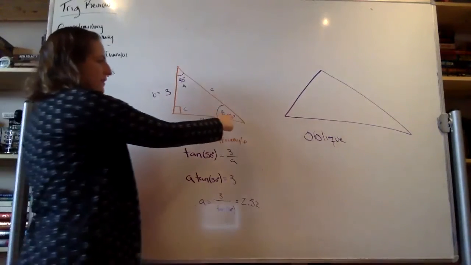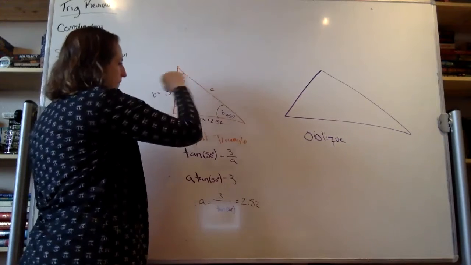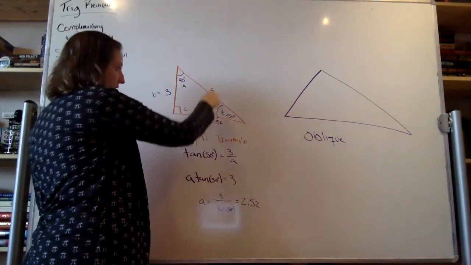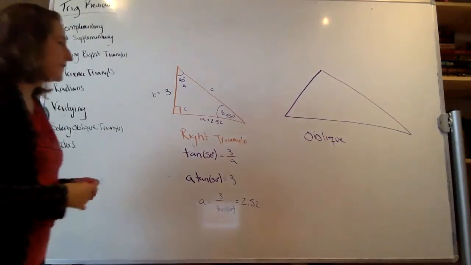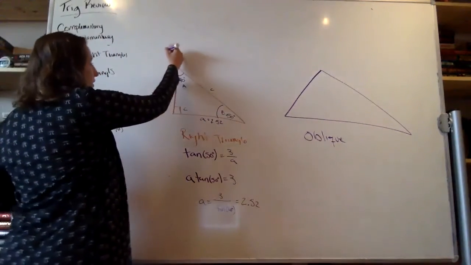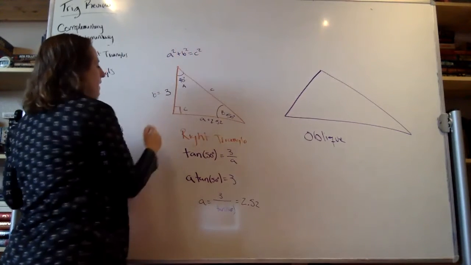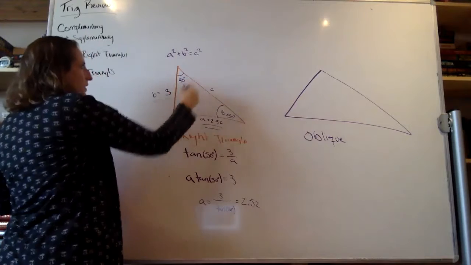I could say, for example, that sine of 50 is equal to 3 over C. Or I could say that cosine of 50 is equal to A over C. I also, at this point, can use the Pythagorean theorem. Pythagorean theorem applies to right triangles, and it says that A squared plus B squared equals C squared. I know A, I know B. All I'm looking for is C.